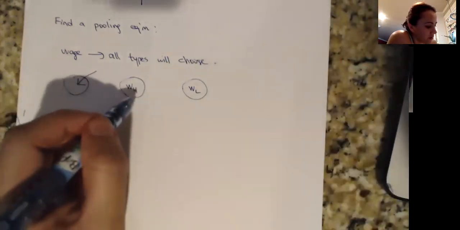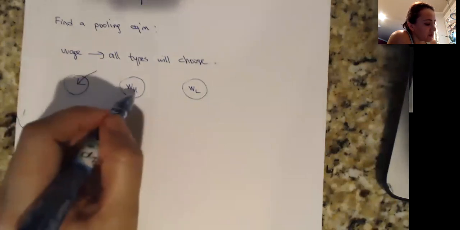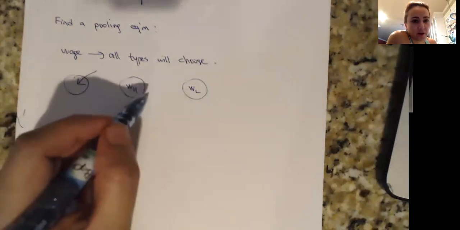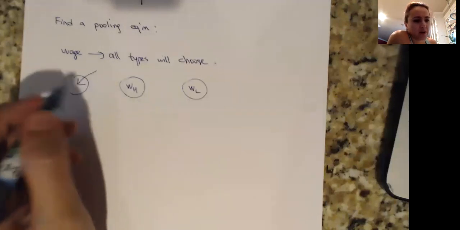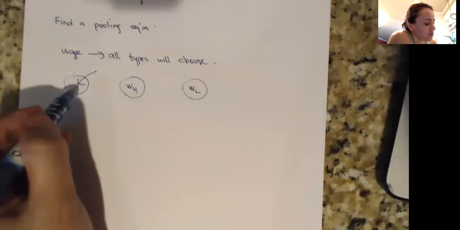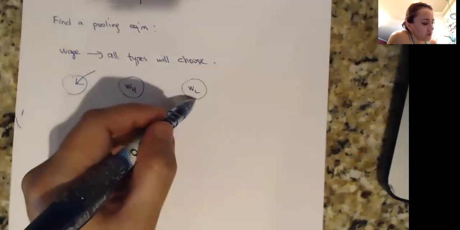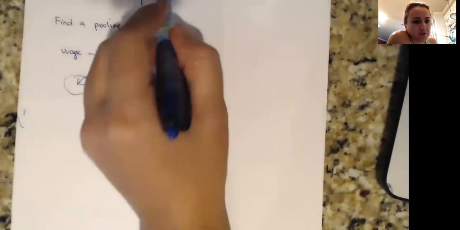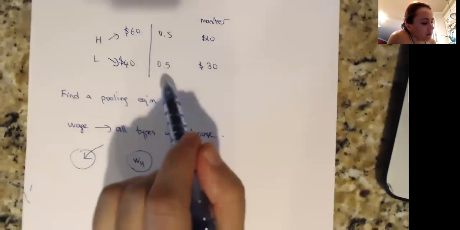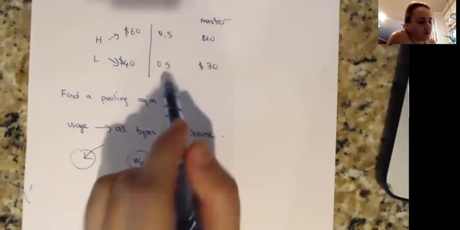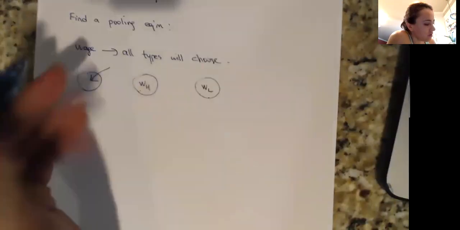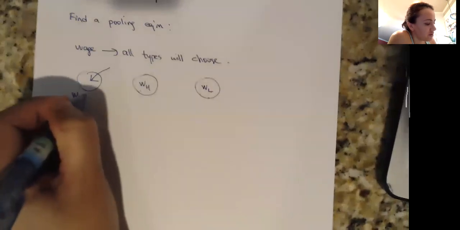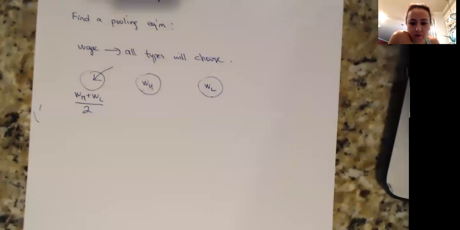Okay, so the third one is something between WH and WL. Here you can choose any wage you want, and we are going to check whether the people will choose this wage or these two wages. Here it says 50% of the people are high type and 50% of the people are low type. I will simply take the average of the two. So let's say that the third wage is the average of WH and WL.